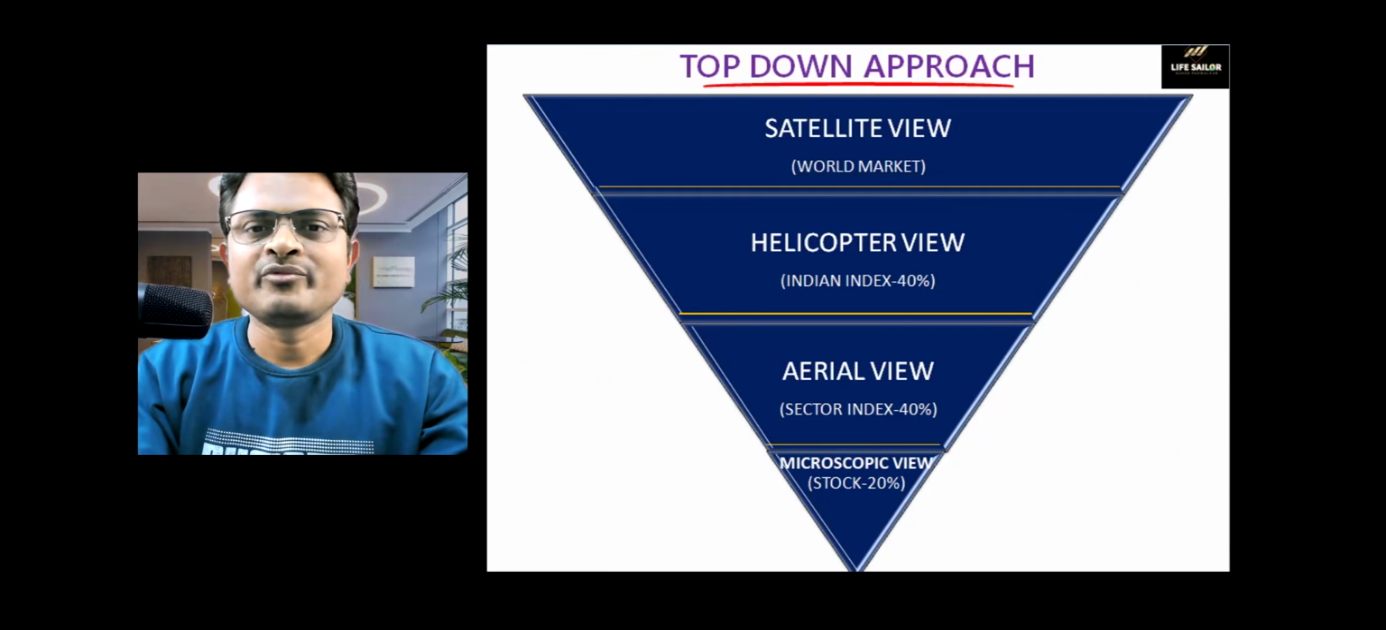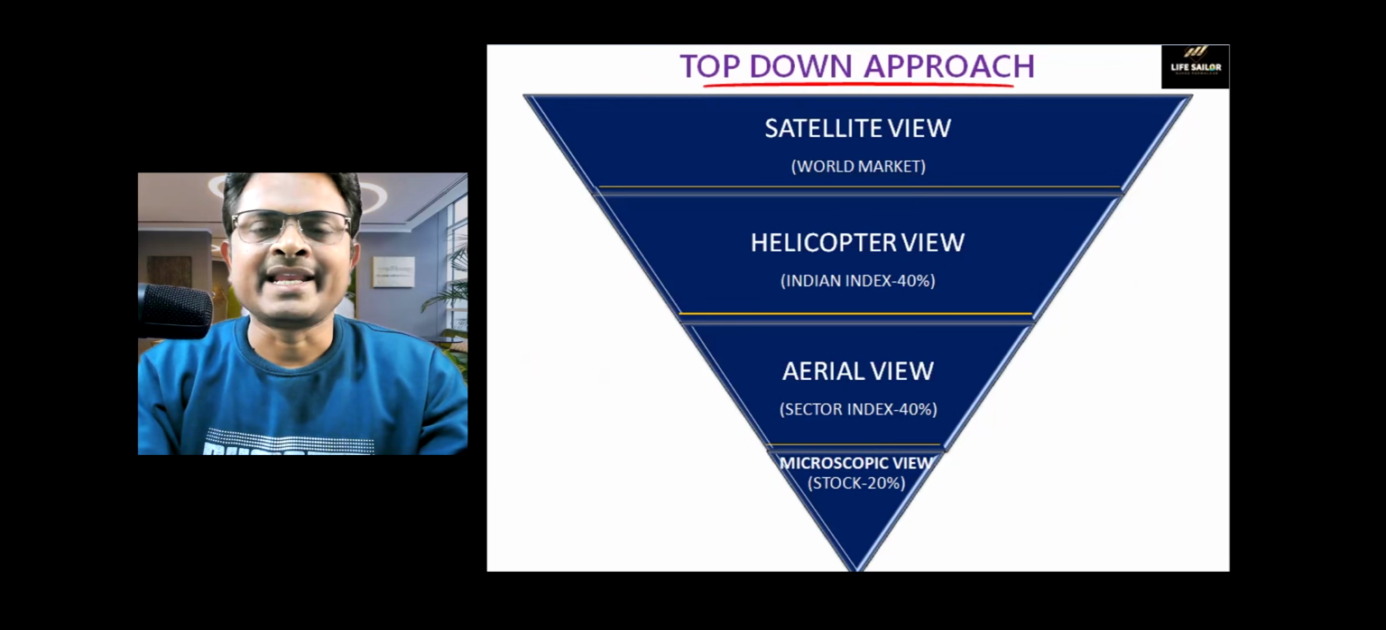Second, the helicopter view, we have seen Indian indices, Nifty and Sensex. There also we have seen our markets are near previous all-time highs. So presently as on date we are not getting any bearish signal. So the undercurrent of the Indian market is also sideways to bullish.